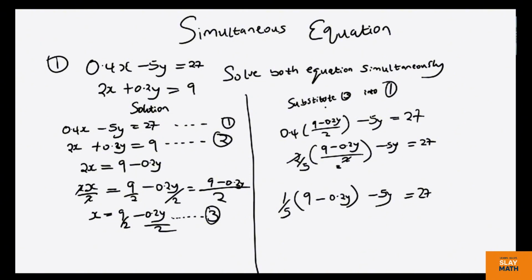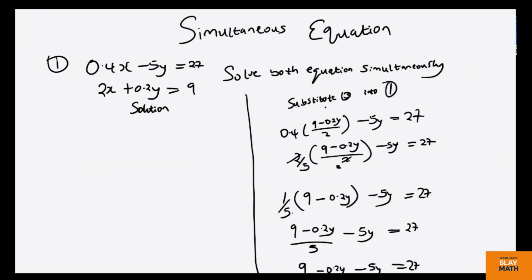I hope you're following. So we can decide to divide through this equation again by 5. So we're going to have (9 minus 0.2y) over 5 minus 5y equal to 27. The idea here is that we were able to isolate x the first time and form this into an equation. So we're trying to do the same thing for y, so isolate y, right? To do that, we have the y coefficients, y variables on this side.